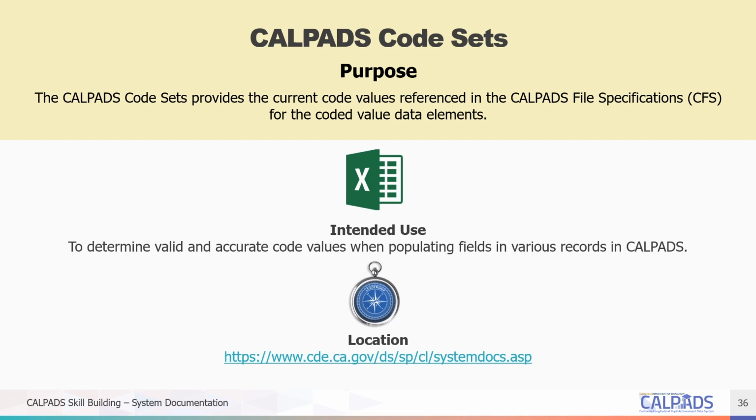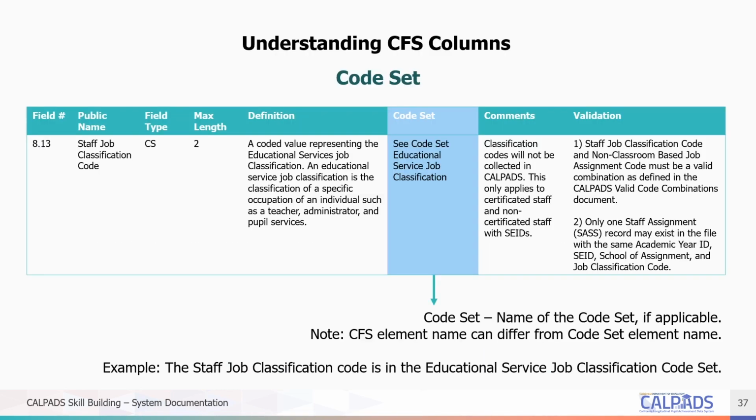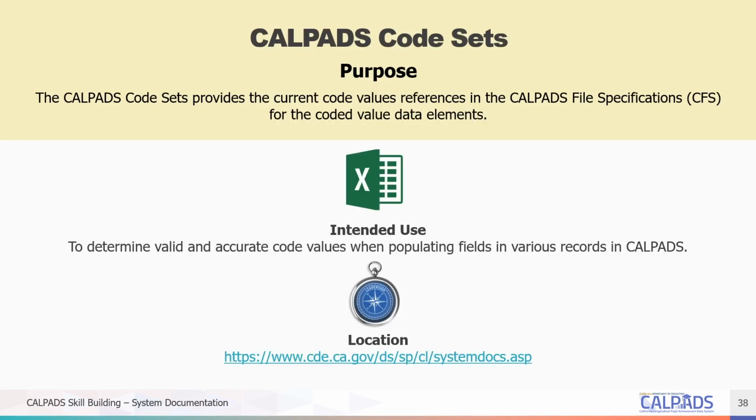Let's take a closer look at that purpose, to provide current code values referenced in the CFS for coded value data elements. Pictured on screen is not a piece of the CALPADS code sets document. This is a piece of the CFS document we covered in the previous module, and the staff job classification code row within the CFS. Remember, there is a column for each record type in the CFS labeled code sets. The code sets document contains a list of codes and descriptions referenced in that column of the CALPADS file specifications. All valid codes used in CALPADS are contained in the code sets.